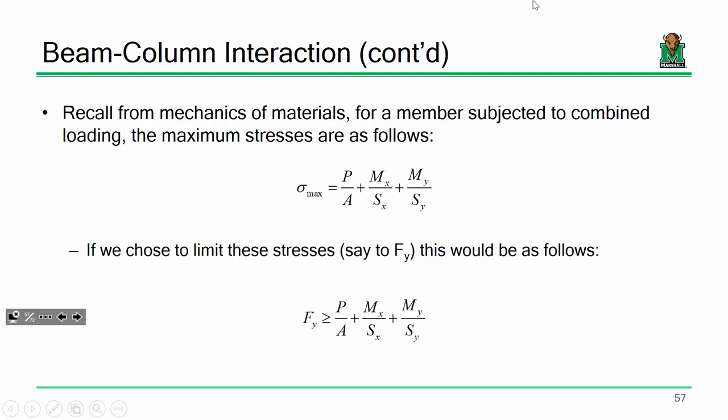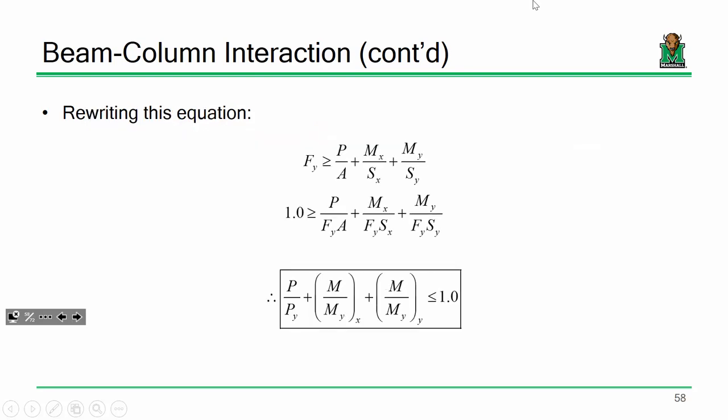Okay? Now, if I have an element that's being compressed, it sees an axial stress of P over A, right? And if it's being bent, it sees a bending stress, or its extreme bending stress, as M divided by the section modulus. Sound good? So I propose to you that if I limit that to, say, Fy, I could say that Fy must be greater than or equal to whatever stresses are applied, and divide Fy on both sides, so I get the following expression. This is about the most simple version of an interaction diagram that there could be.